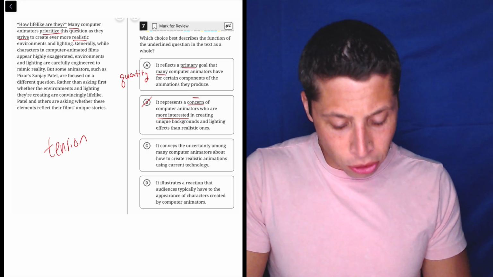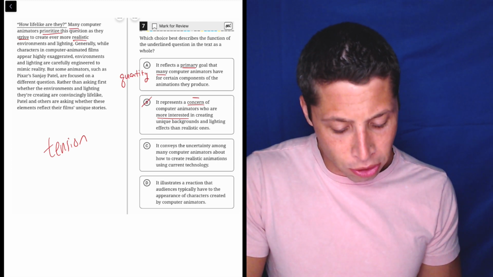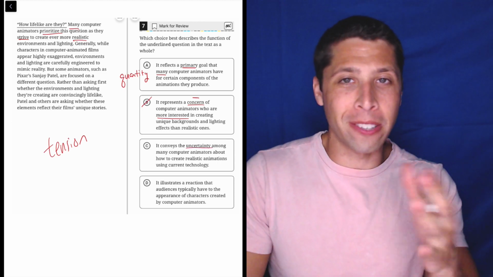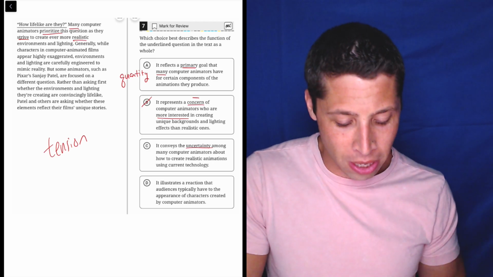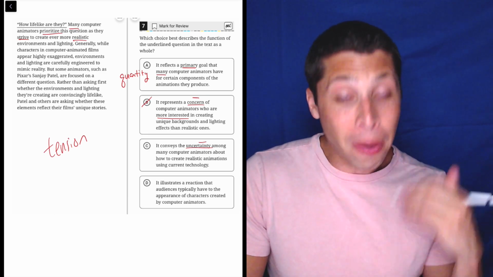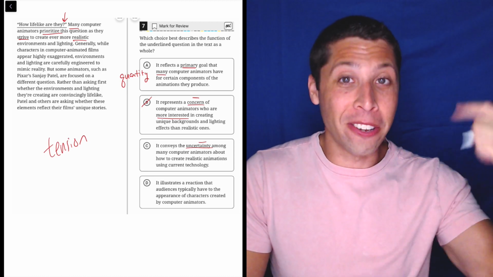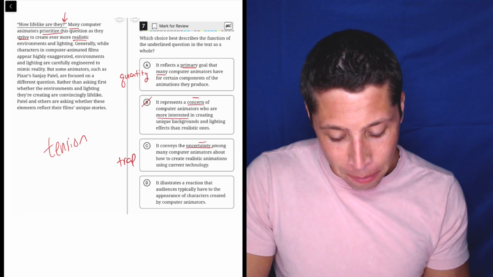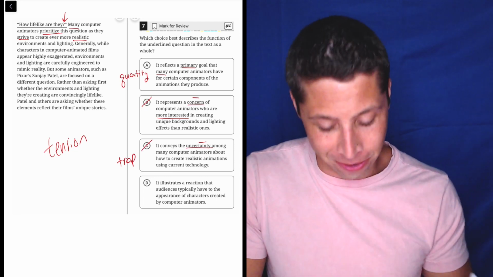C, it conveys the uncertainty among many computer animators about how to create realistic animations using current technology. Well, they're not uncertain about that. They're good at what they do. The point is they could do either thing. They could make realistic ones or they could make exaggerated ones, and it's just which do they choose. So again, this has that negativity that I don't see in the passage itself. But I understand why this is a trap. You see a question mark and they want you to think, oh, if you're asking a question, you're not certain of something. So this is definitely a trap, basically luring you in, but they're not uncertain. That's like a rhetorical question.